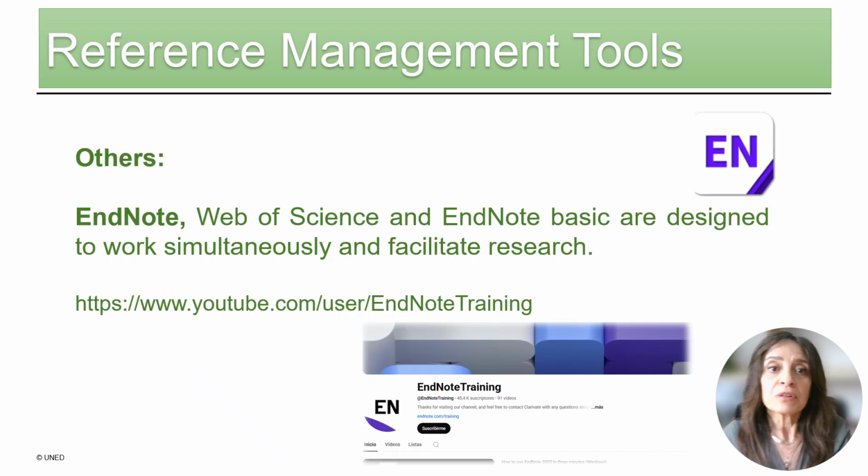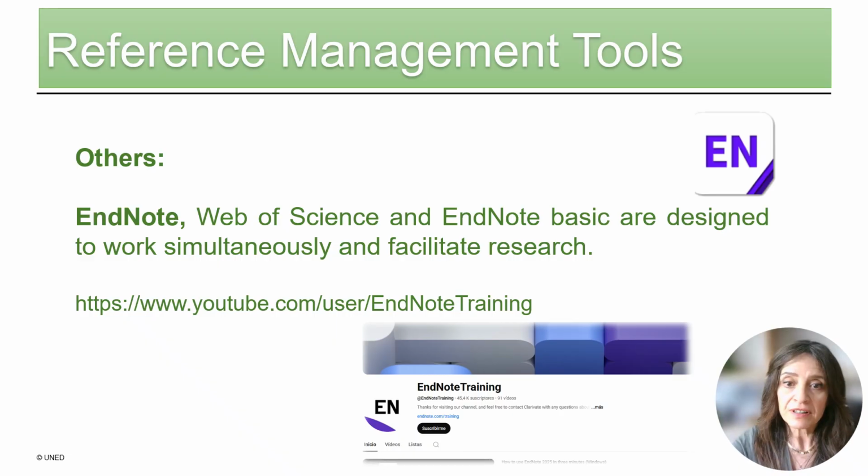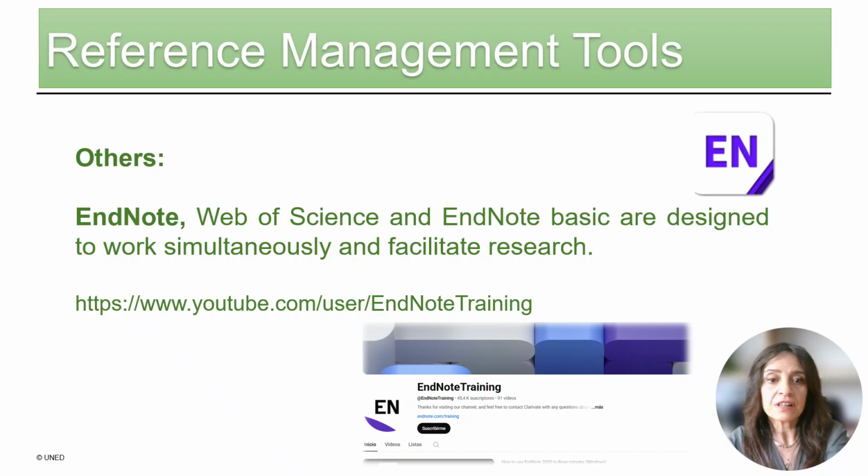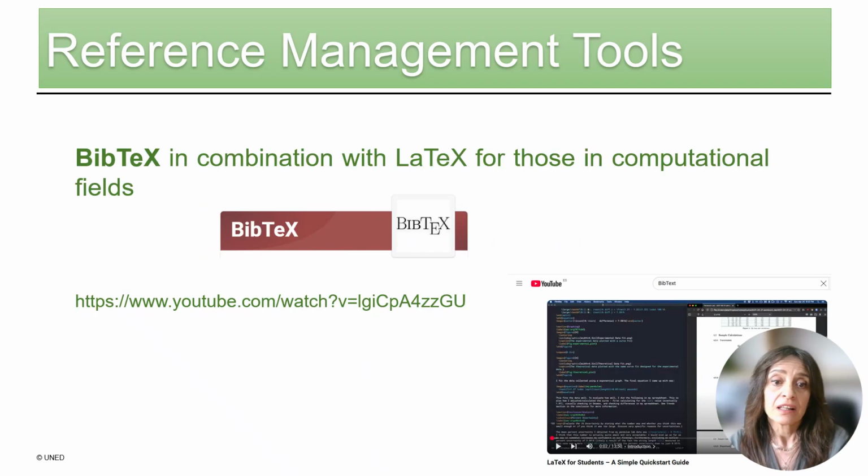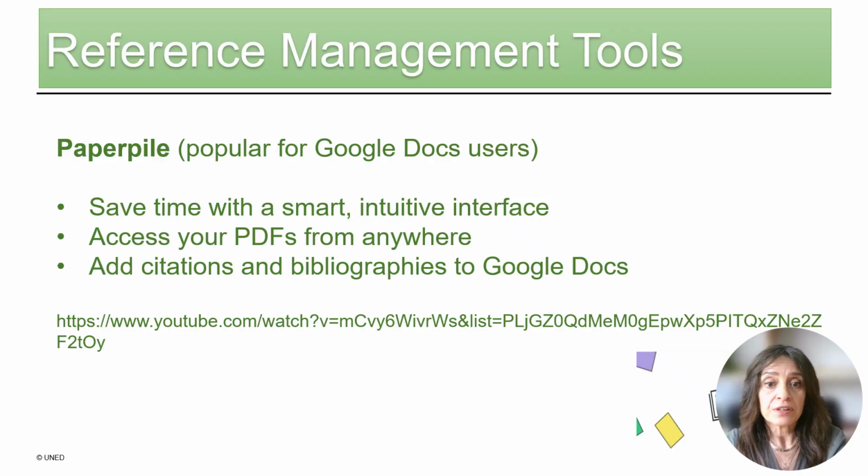In the academic world, there are other reference management tools that are becoming more and more popular. For instance, EndNote. EndNote works with Web of Science. They are basically designed to work together simultaneously and facilitate the research. Biblioteca, in combination with LaTeX, is very useful for those working in computational fields. Or Paperpile, for instance, popular for Google Docs users.